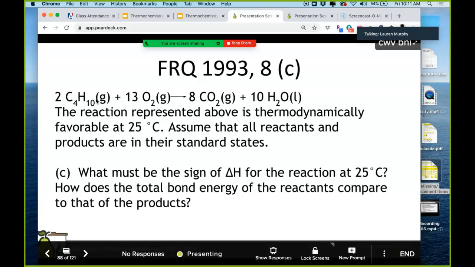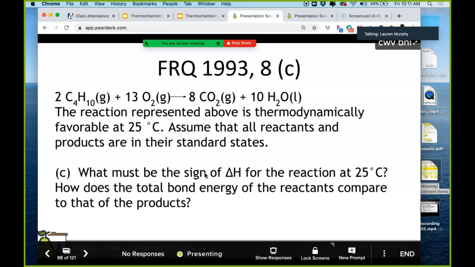You take butane, you combust it, and you get carbon dioxide and water. It says it's thermodynamically favorable. We'll talk more about that later. That just means that the reaction should happen at 25 degrees Celsius, and all the reactants and products are in their standard state, meaning they are what they would be under room conditions. Butane in your room would be a gas. Oxygen in your room is a gas. Carbon dioxide in your room is a gas. Water in your room is a liquid.